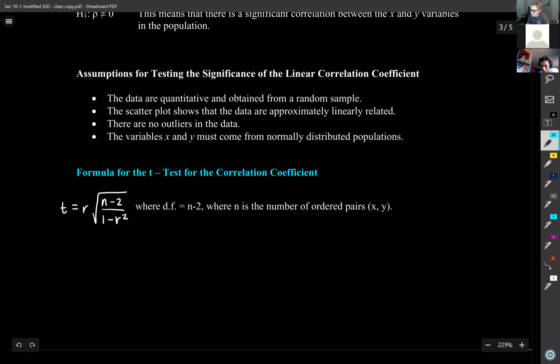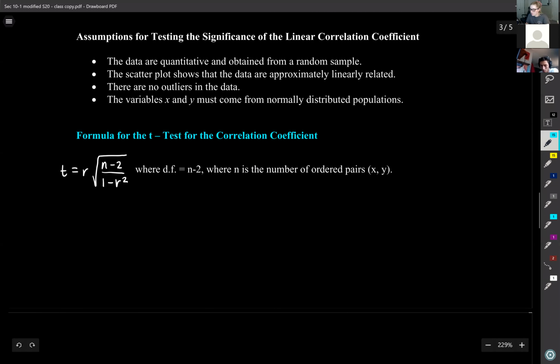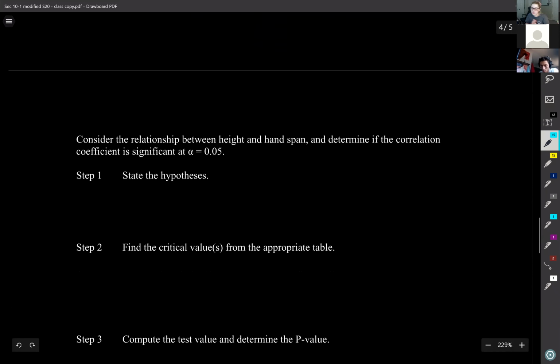Okay, so that is your formula. Really, when it comes to hypothesis testing, it's all the same process. Are you doing the p-value method? Are you doing traditional? They're the same steps. It just depends on what type of test you're doing. So is it a t-test? Cool. What is the formula for the test value? And then everything looks the same. So let's just do an example.